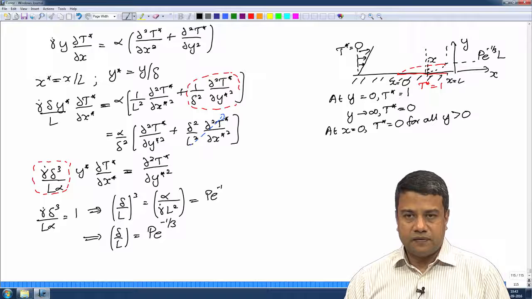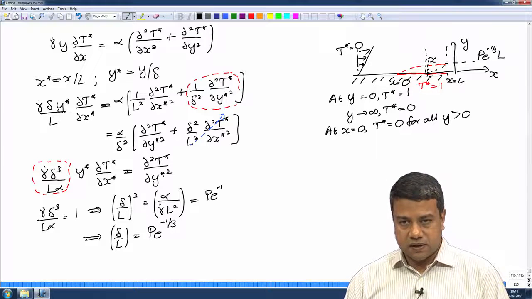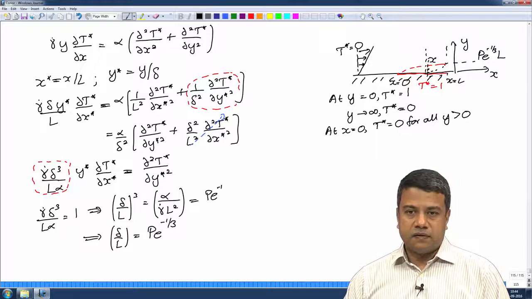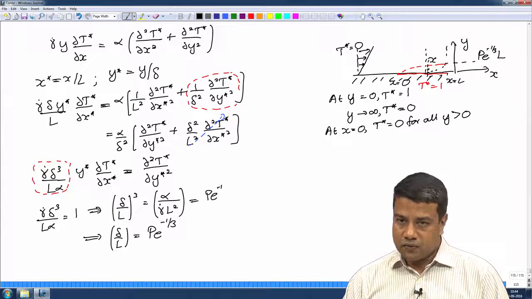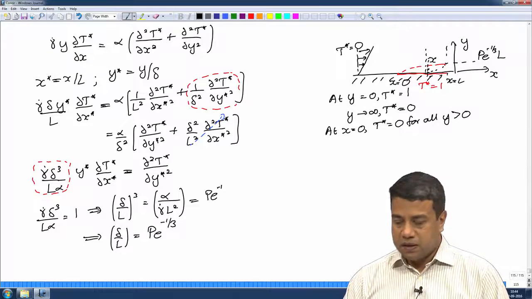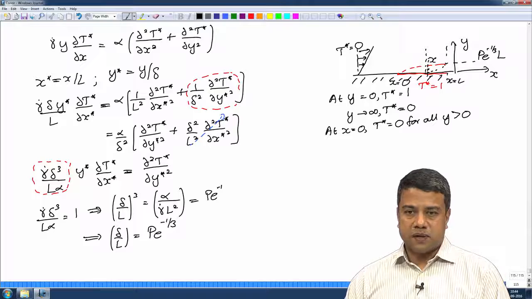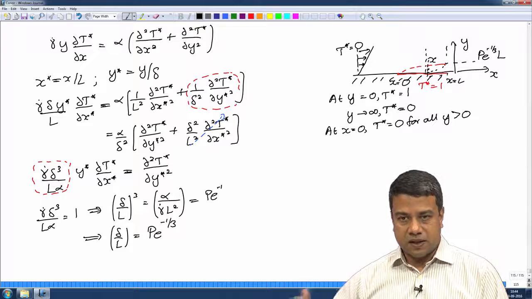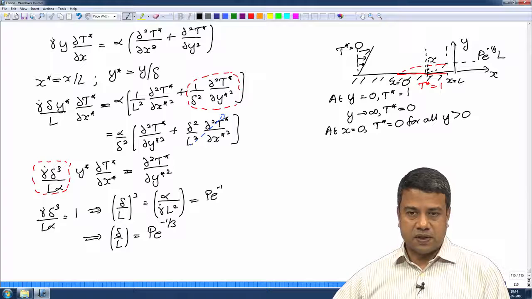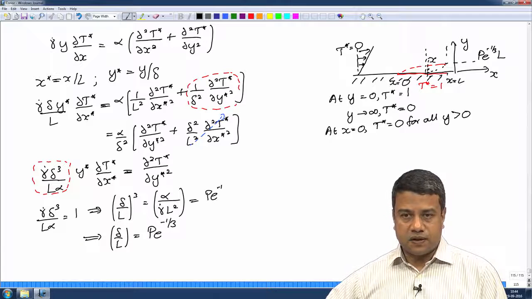Streamwise convection is going from left to right, and cross stream diffusion is in the cross stream direction. In the limit of high Peclet number, we can neglect streamwise diffusion in comparison to cross stream diffusion. And therefore, in this limit, the temperature at a location x should not depend upon the total length L, because the total length of that plate is downstream of the location x. That cannot affect the flow upstream, because we have neglected streamwise diffusion, and convection is downstream.